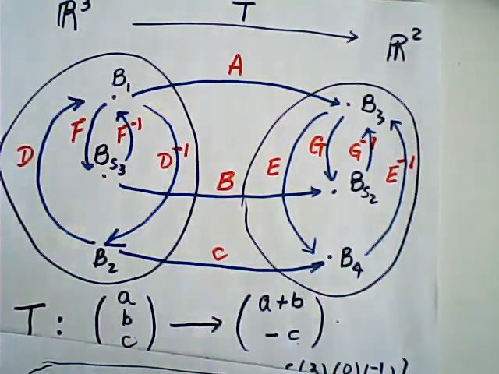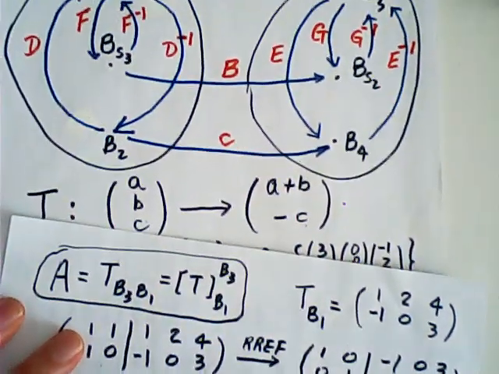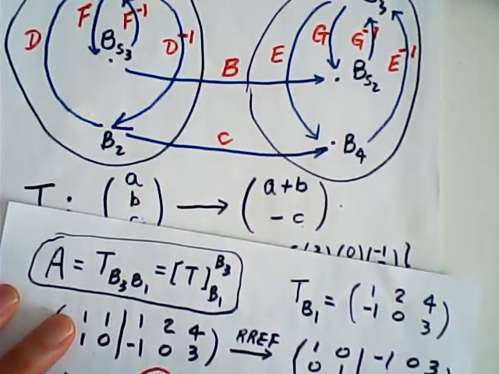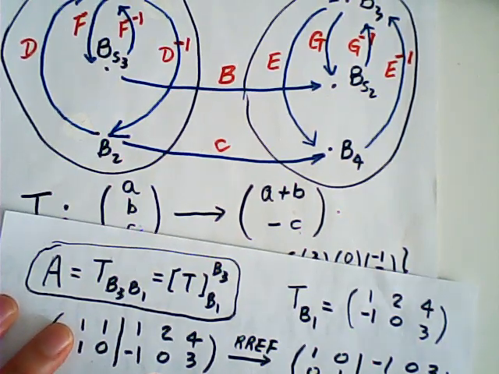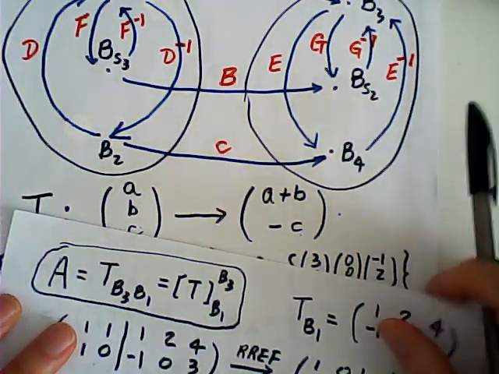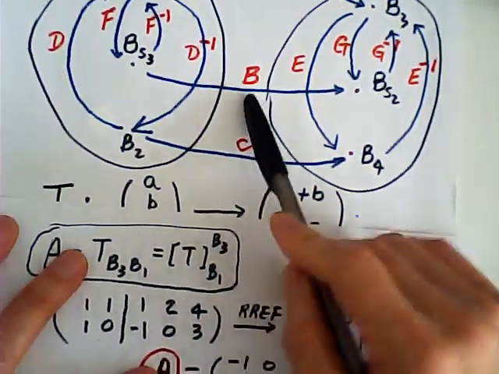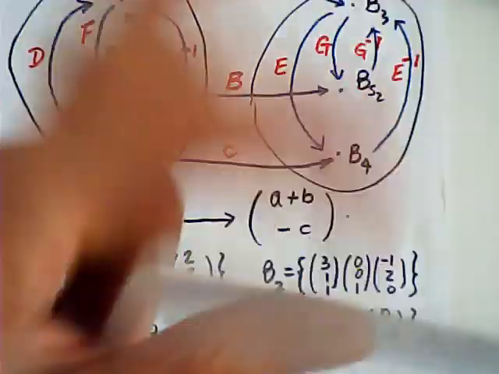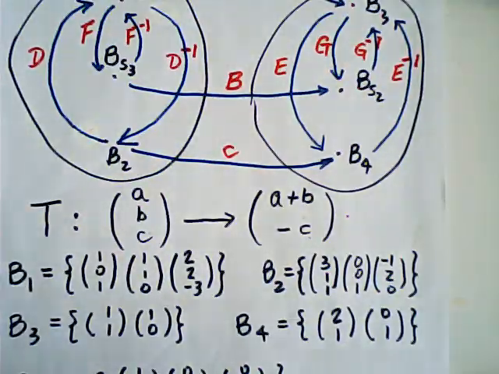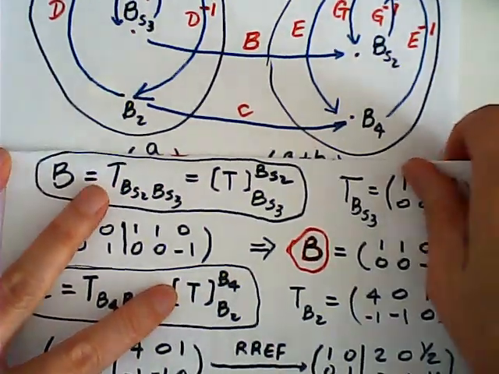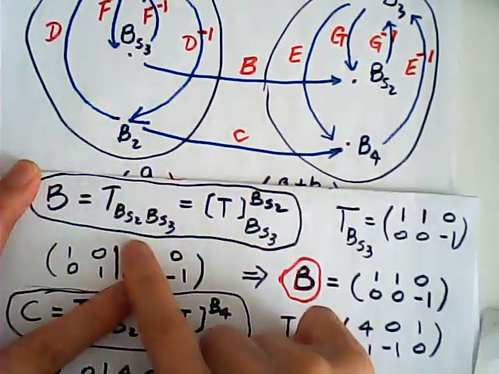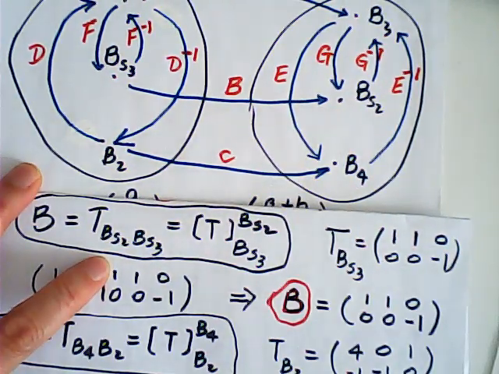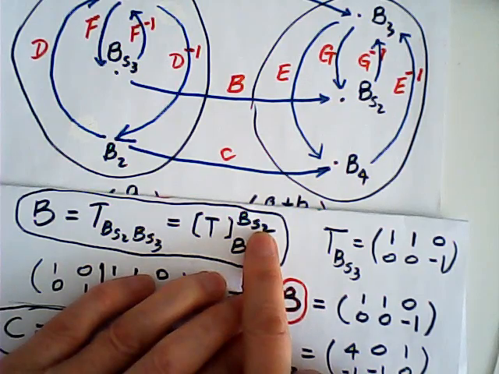from B1 to B3. So A is a matrix which represents the linear transformation from B1 to B3. And now calculate B. Now B is what? B is a linear transformation from BS3 to BS2. Okay, this is another way of writing it.